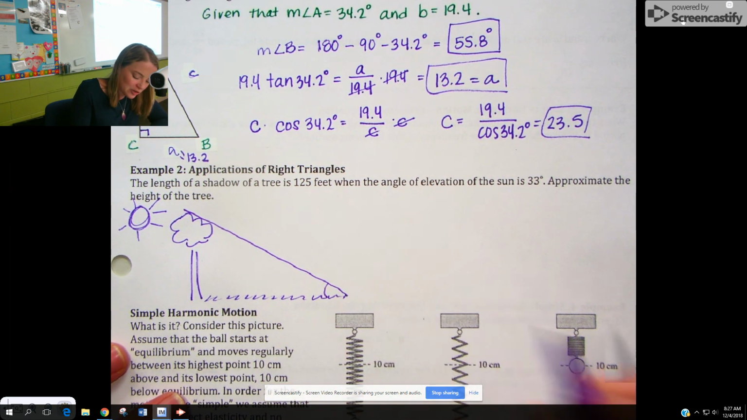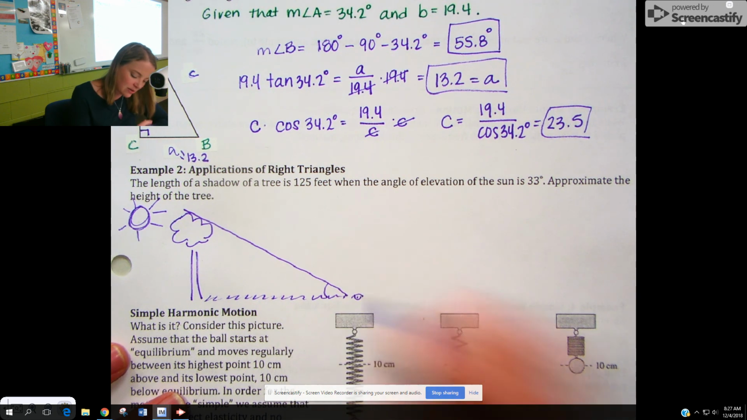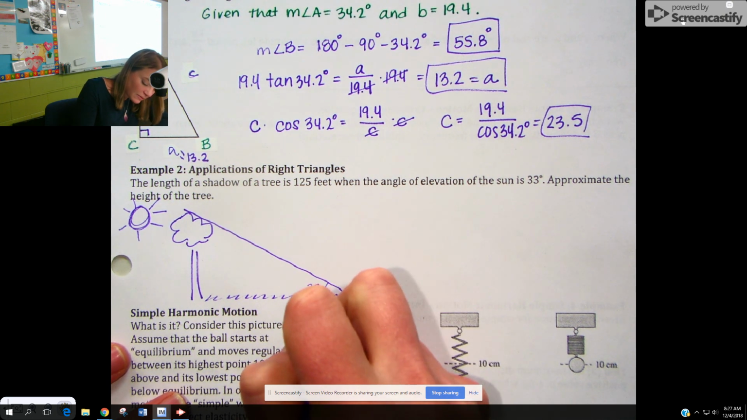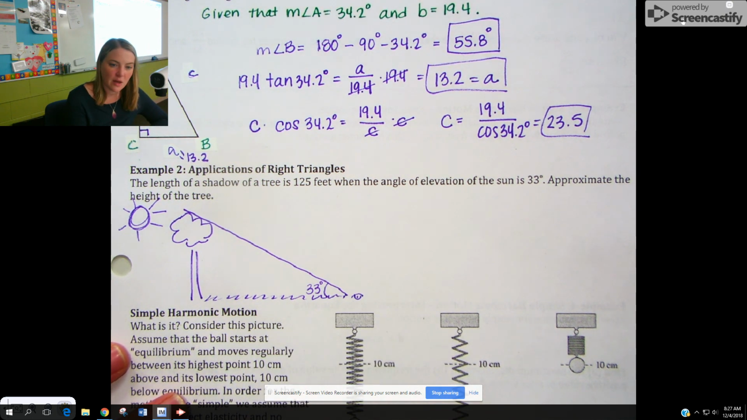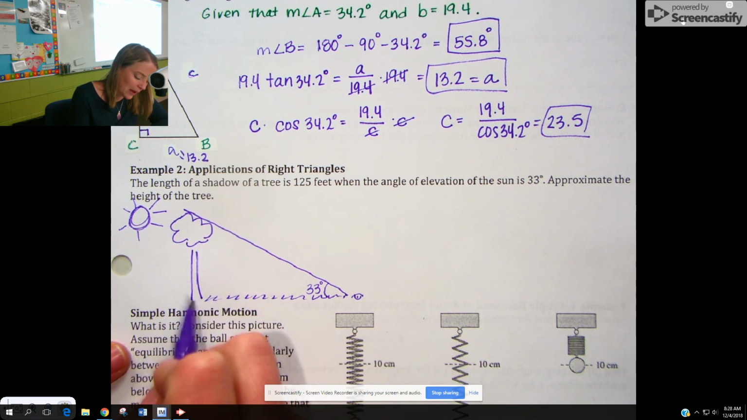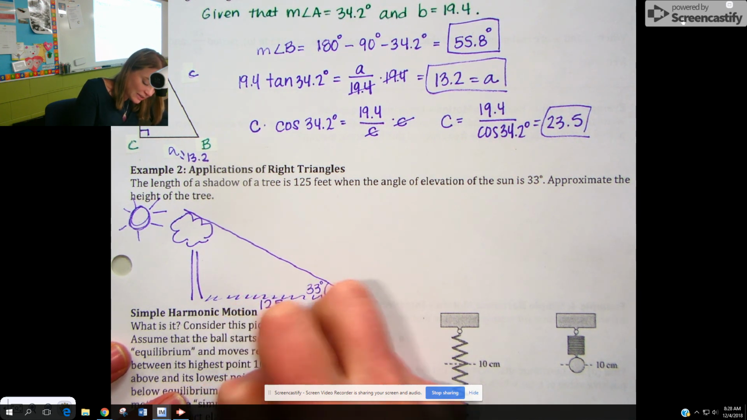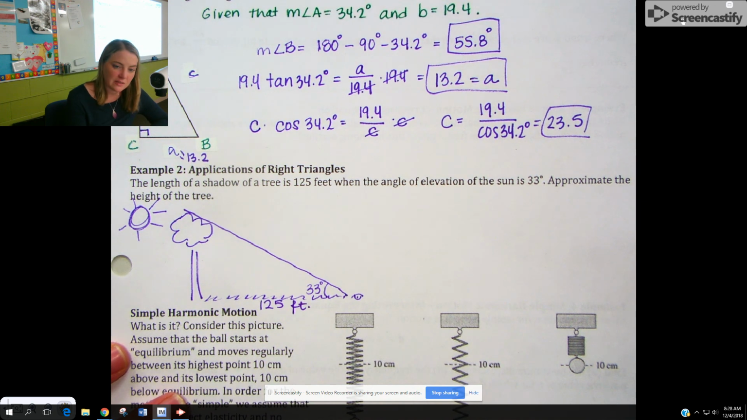So angle of elevation, imagine that your eye was here. It's up towards the object you're looking at. So when they give you that 33 degrees, you need to understand that it's coming from the ground level up towards the sun, going to hit your tree, and the shadow is caused by the tree blocking the light. They did tell us that the shadow was 125 feet, and so we want to use this image to try to figure out the height of the tree.